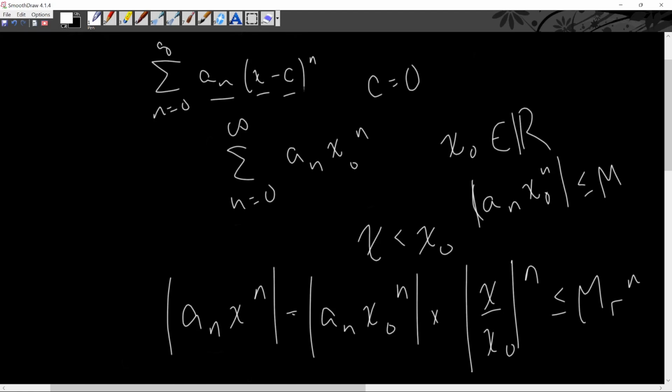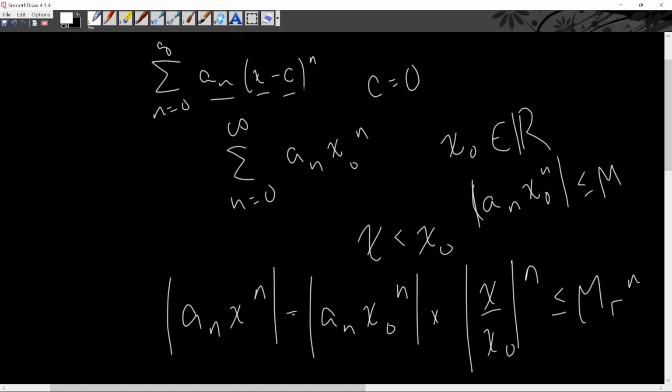If you multiply everything by r to the n, or x over x sub 0, because if r to the n is converging, well, if the sequence converges, then this value, well, how do I explain this?